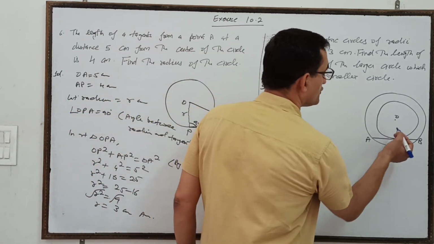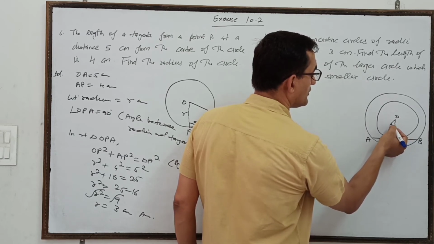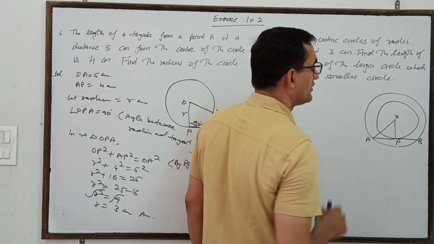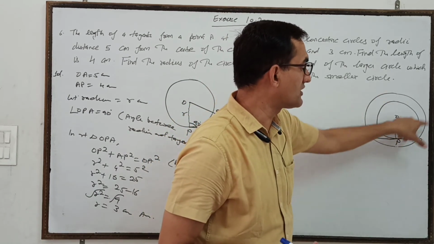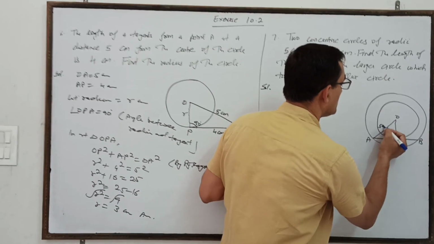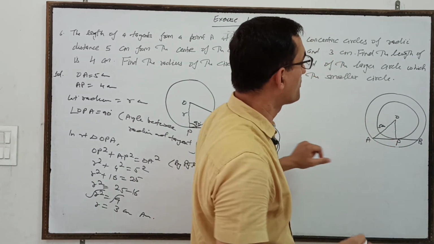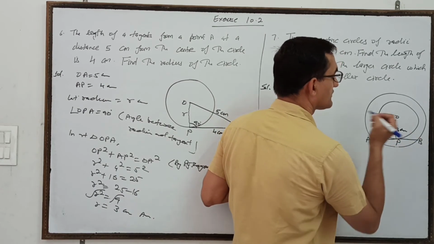इसके लिए क्या करें? Join OP, OA. Now, what is OA? OA is the radius of the largest circle and it is 5 cm. What is OP? OP is the radius of the smaller circle. This is 3 centimeters.